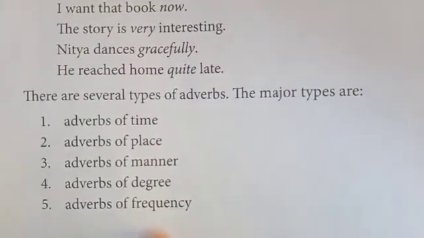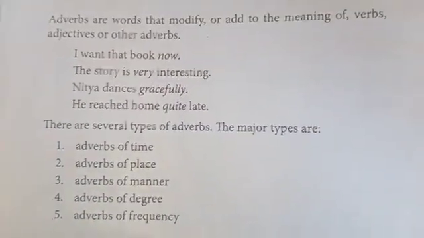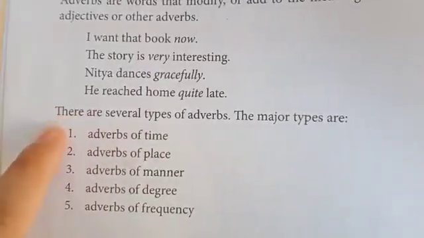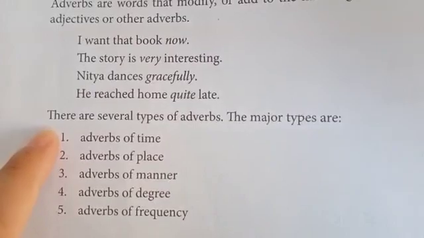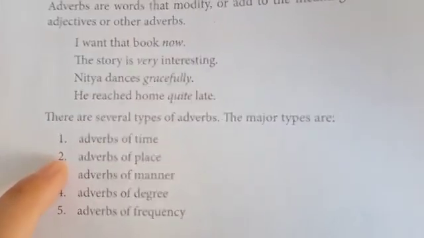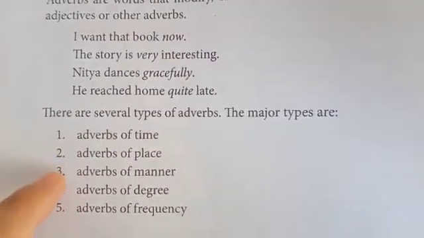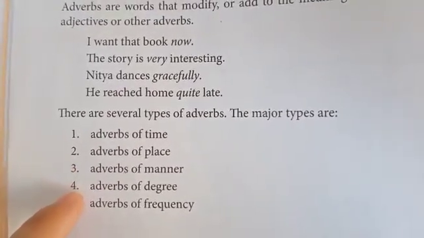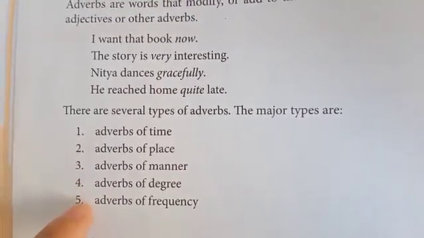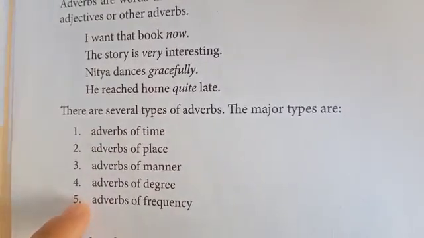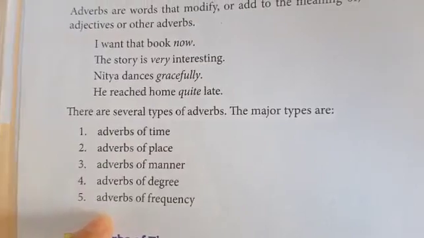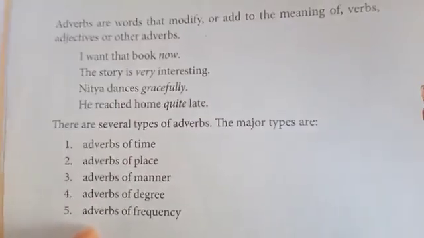Here there are types of adverbs. If you all can see here, number one is adverb of time. Second, adverb of place. Third, adverbs of manner. Fourth, adverbs of degree. And fifth here is adverbs of frequency. So today we are going to learn about the 5 types of adverbs.